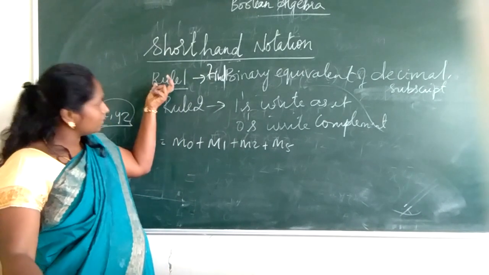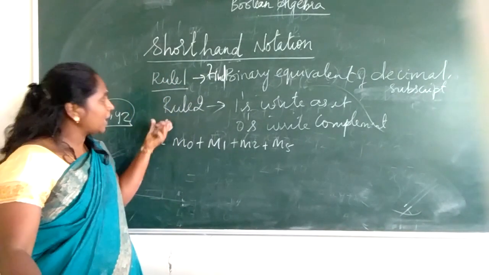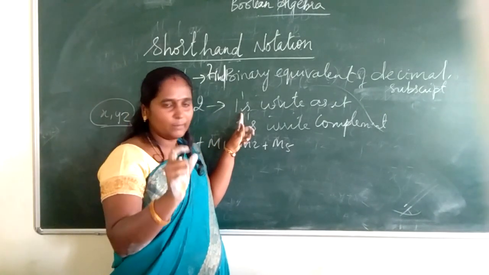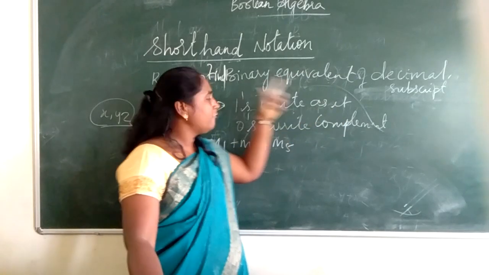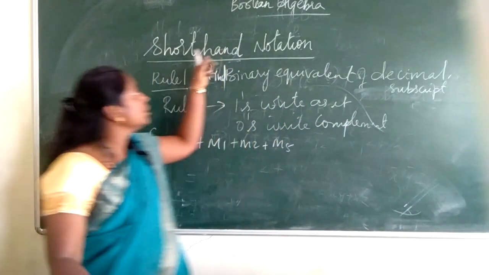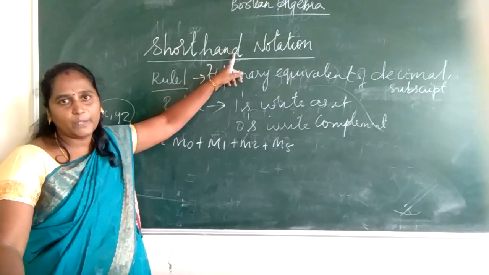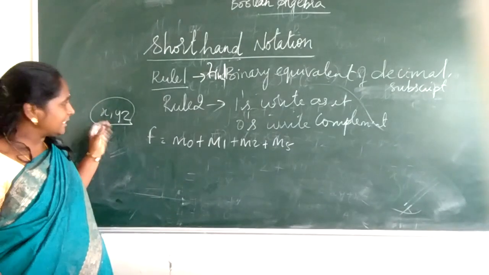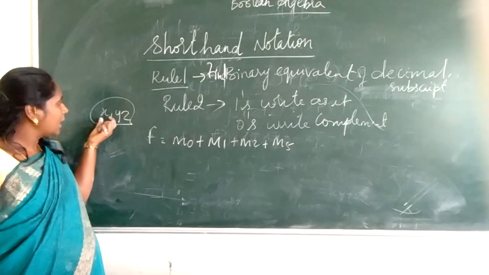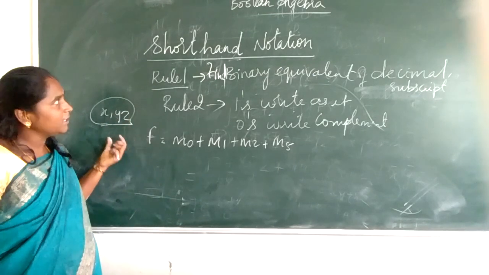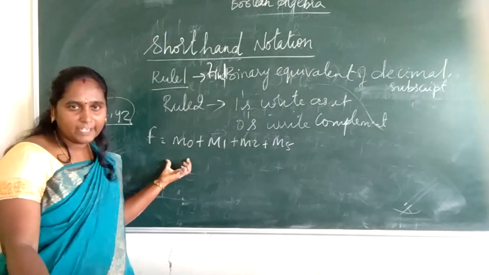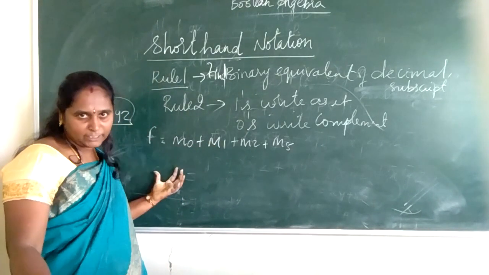After finding out rule 1, you are going to write in rule 2. If a binary equivalent is 1, write the variable as it is. If a binary equivalent is 0, write its complement. These are the two rules used in the shorthand notation of SOP. So, for example, take an example. If a 1 mark question arises, x, y, z are the variables. Find out the binary equivalent of this particular given decimal subscript. We find the binary equivalent and write the SOP form or canonical expression form.